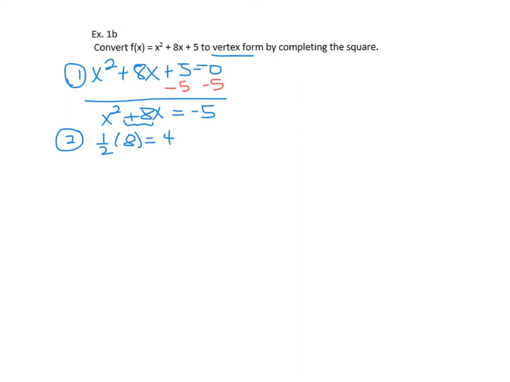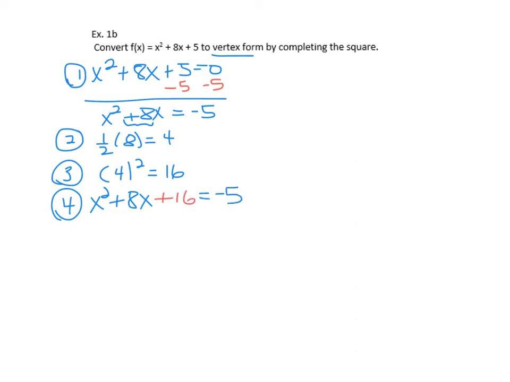That's step 2. Step 3, square that number. 4 squared is 16. So far the steps should be pretty easy to follow. Step 4, add that to each side. If you add it to the left, you end up with x squared plus 8x plus 16. On the right, you have negative 5 plus 16. If you add the same thing to each side of an equation, you keep the equation balanced.